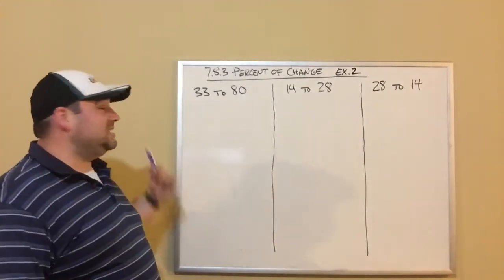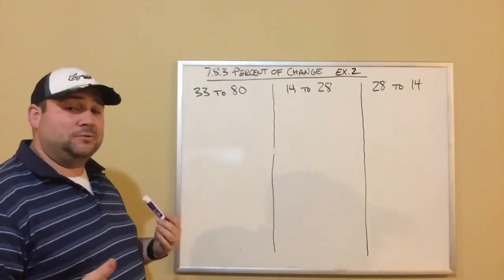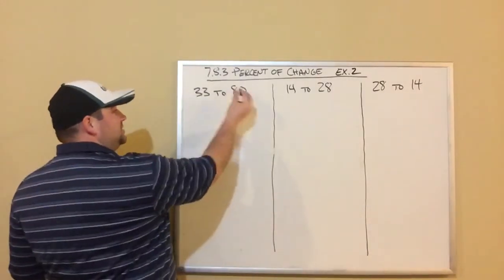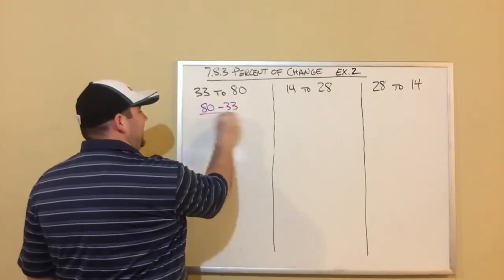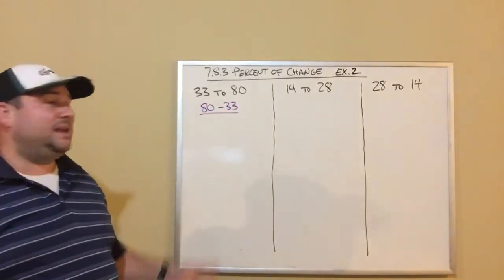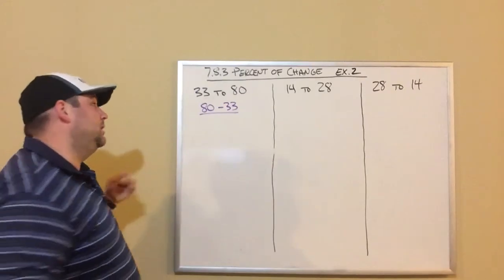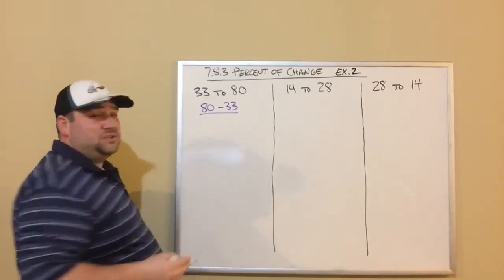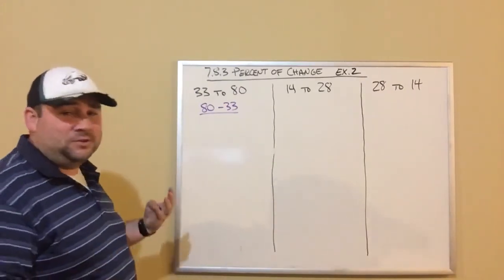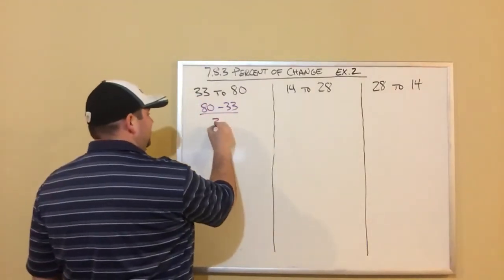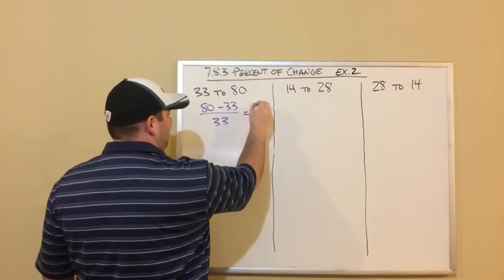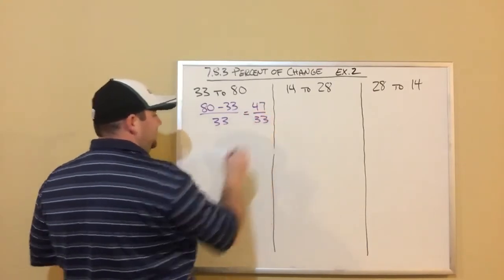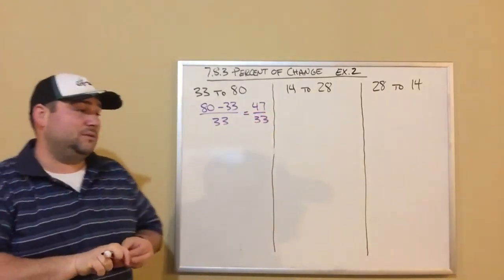So again, like the last one, this is amount of change over original amount. Amount of change is just subtracting the 2 numbers. So we're doing 80 minus 33. Again, a bigger number minus smaller number. The original amount, which is what's on the bottom of the fraction, that's whatever we started with. We started with 33 in this case. 80 minus 33 is 47. So I end up with 47 divided by 33.